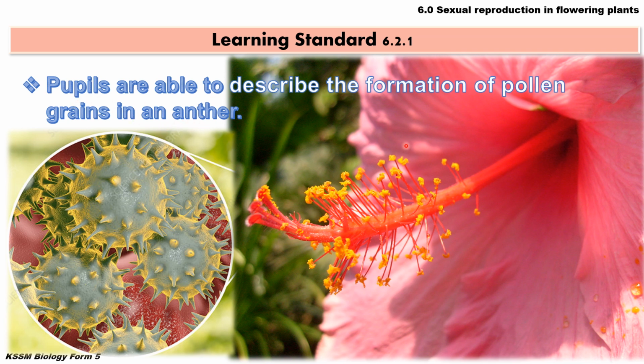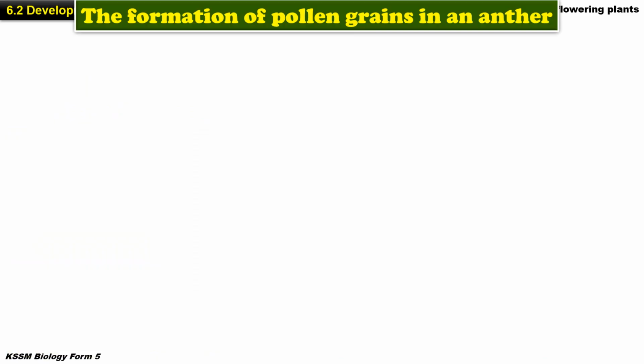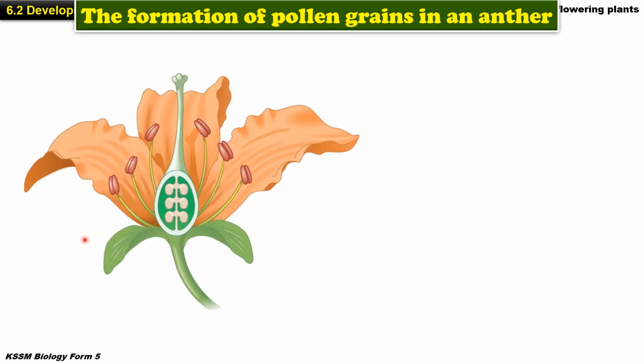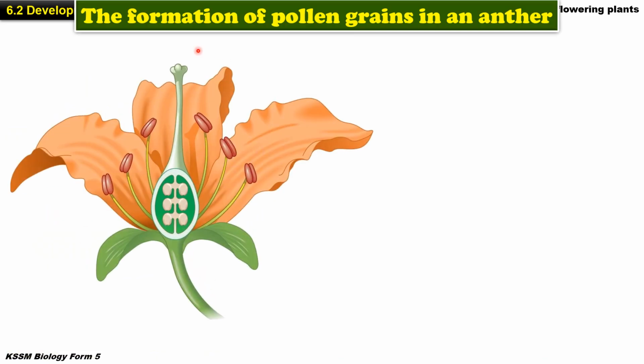Okay, so sepatutnya you dah baca sikit tentang structure of the flowering plant. Lepas tu 6.2 kita tengok kepada how the formation of pollen grain develop. Okay, the pollen grain tu macam mana dia jadi pollen grain, this one. Okay, so ready? Baik, kita tengok balik formation of the pollen grain.